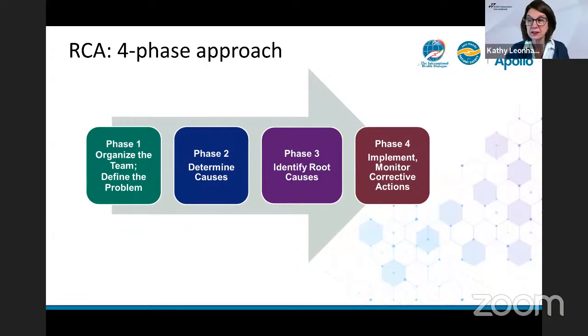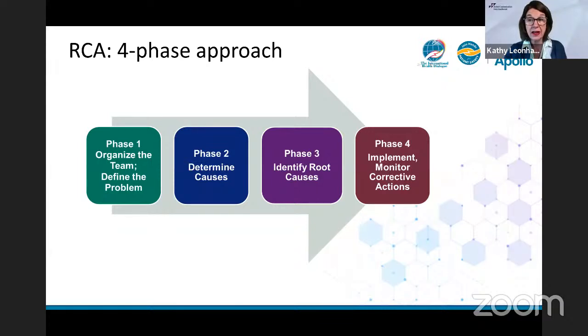Now, it's important when we think about a root cause analysis, it must be thorough and credible. And those 2 terms are used in our standard around the RCA. Thorough means you have a detailed description of the incident, you identify those contributing factors and develop those actions to improve.